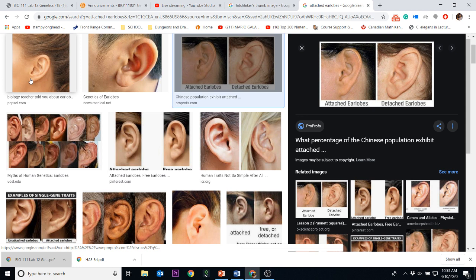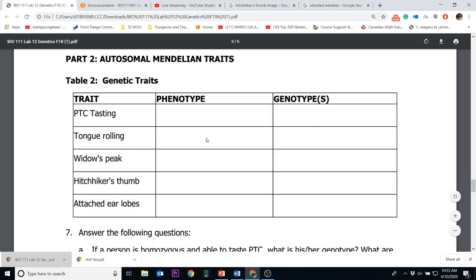Okay, when the earlobe is completely attached to your face versus is free hanging here, that's not attached. Can you see that? So you kind of look at your own earlobe, see whether they're attached or not. So that's what you're going to write here. Widow's peak, you say yes peak, no peak. Hitchhiker's thumb, yes or no. Attached earlobes, yes and no.